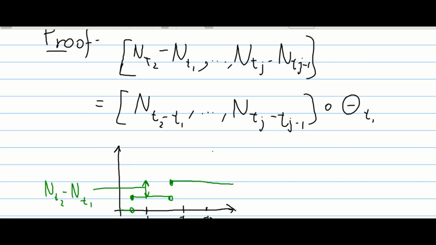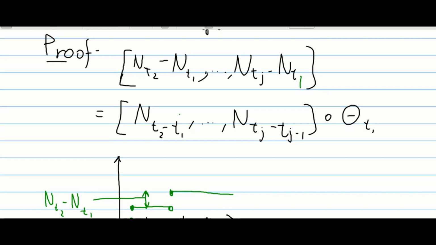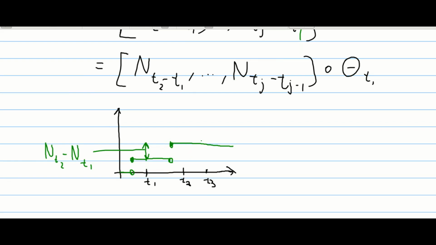Oh, sorry. What I should have done here is written everything in terms of T1. So here is T2 minus NT1. Here's Tj minus NT1. Everything should be subtracting NT1. So the next one we are looking again here. Let's put another jump and another time just to illustrate. Here's T4. T4 minus NT1 is this distance.